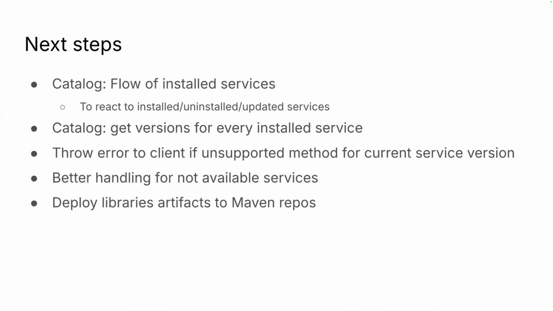Again, this is just the beginning. There are some steps that I would like, if I have the time, to work on, or I would like everybody's feedback about. For example, in the services catalog, to get the version for each installed service and a flow of installed services, while at the moment it's just responding to a suspend method. It would be interesting to get notifications when a service is installed, uninstalled, or even updated.